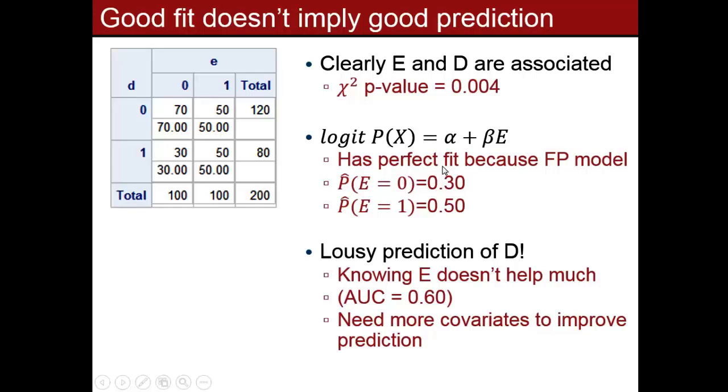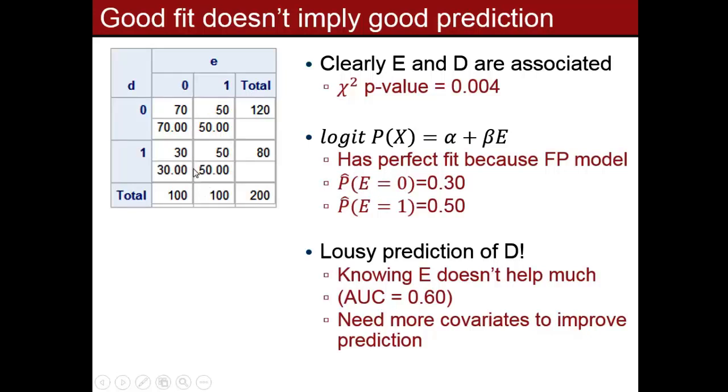Let's just say that because it has as many covariates as possible in it. There's only one, the exposure. But you can't actually use this model to predict who's going to get disease or not. If I know that you're exposed, half of you will get disease, and if I know you're unexposed, I'd say a third of you, or 0.3, will get disease.